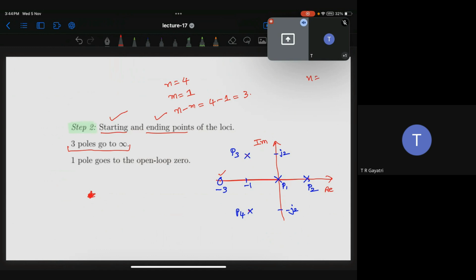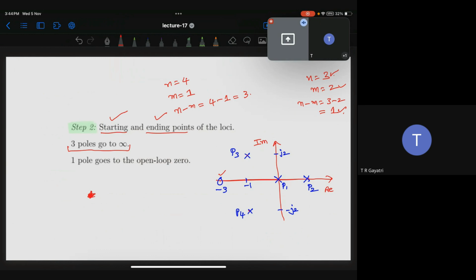Suppose n is equal to 3 and m is equal to 2. So n minus m is 3 minus 2, which is 1. It means that out of 3 poles, 2 poles will go to the 2 zeros, and 1 pole will go to infinity.